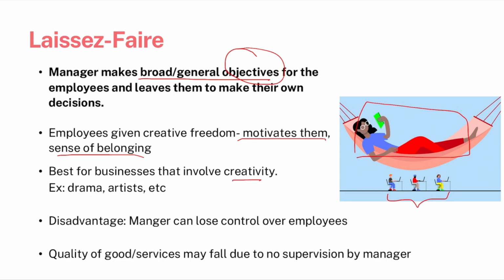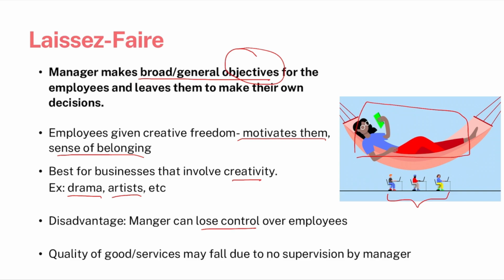Next, it is best for businesses that involve creativity. For example, drama performances, artists, etc. Because theater artists and painters, they always need fresh ideas and inspiration. So it's best to use this type of leadership for those types of businesses. The disadvantage is that the managers can lose control over the employees because they're making their own decisions, and the manager has no power to change these decisions after they have chosen this type of leadership style.